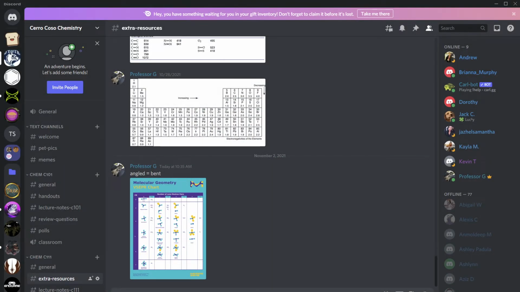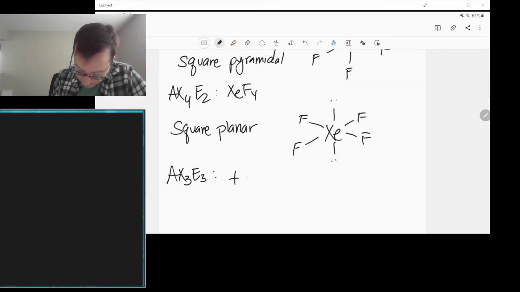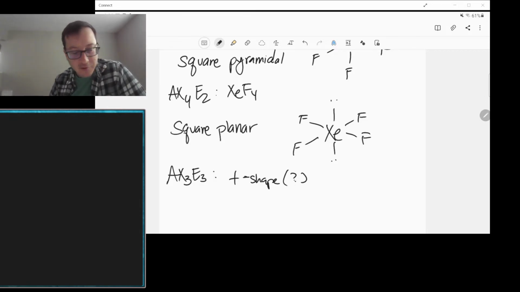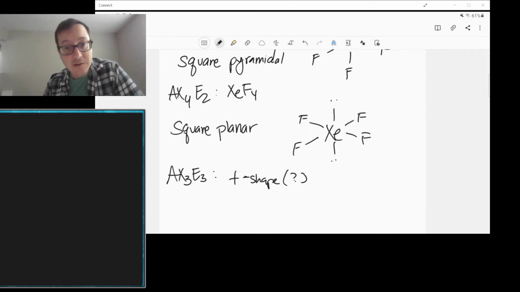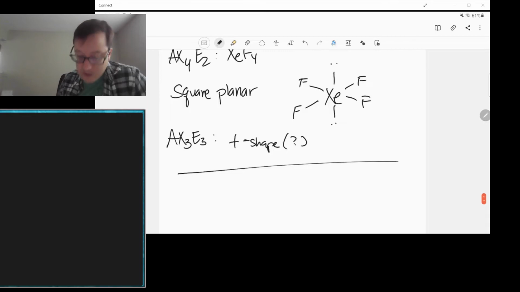Okay, so let's go ahead and go back here. But we don't have an example for that. So the point of all this stuff is it's going to allow us to evaluate things in 3 dimensions. We're going to be able to determine the polarity of an overall molecule by examining its shape.